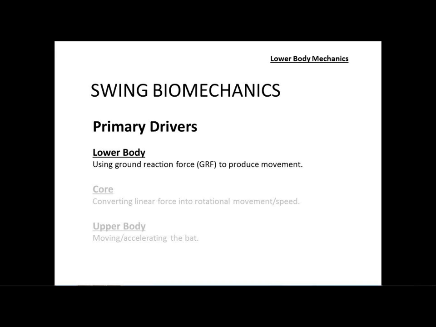So much of what we'll talk about down the road will stem from how well we use our lower body and create swing movement and power.